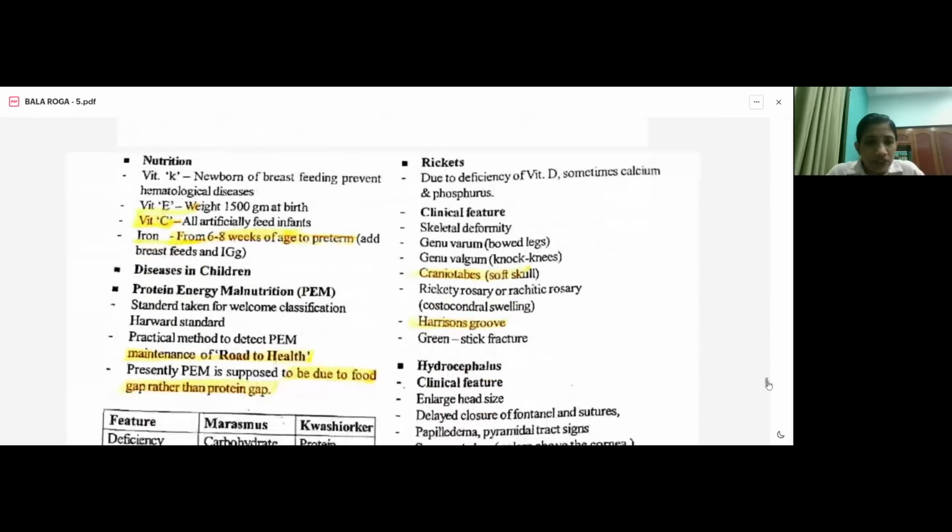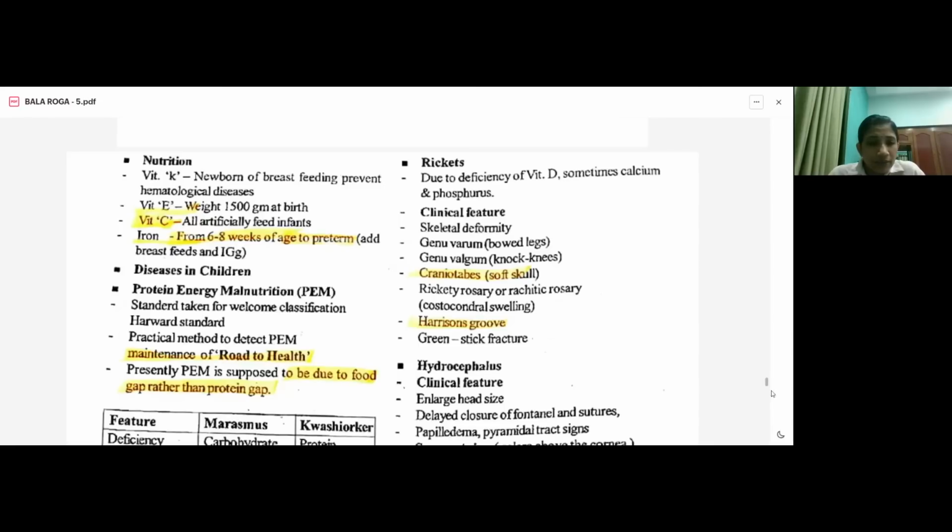Then coming to nutrition, vitamin K. It is given to the newborn of breastfeeding to prevent hematological diseases. So vitamin K is given to the baby to prevent hematological disease. And vitamin E is given, 1.5 gram at birth. And in case of vitamin C, it is for all artificially fed infants. Okay. These are not very important.